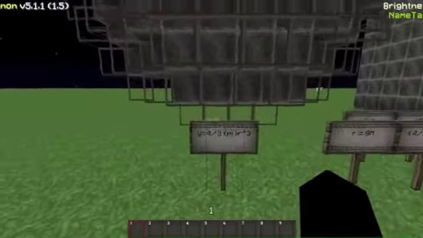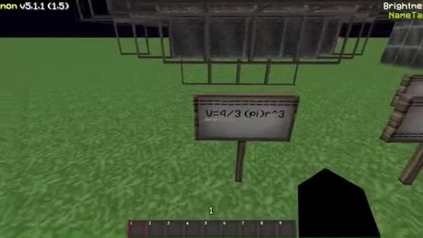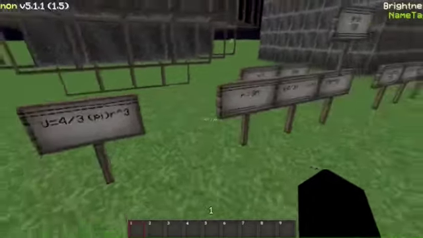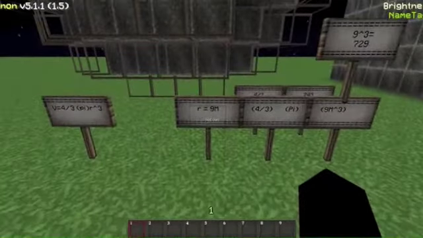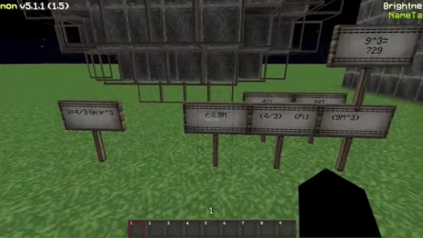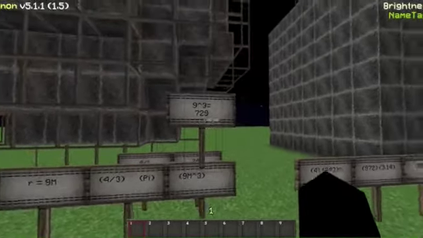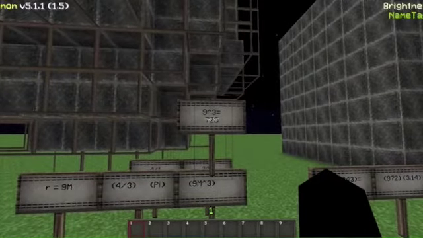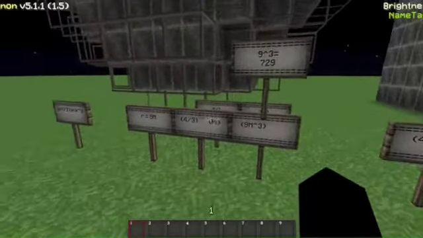So the formula to find the volume of a sphere is volume equals 4/3 pi r cubed. Now it sounds kind of odd, but it's all good. So for this our radius will be 9 meters. So we have 4/3 pi 9 meters cubed. Now 9 cubed is 729. So 4/3 pi 729.